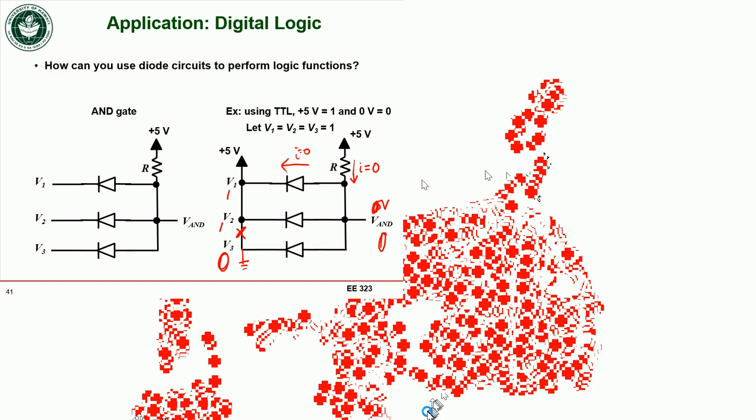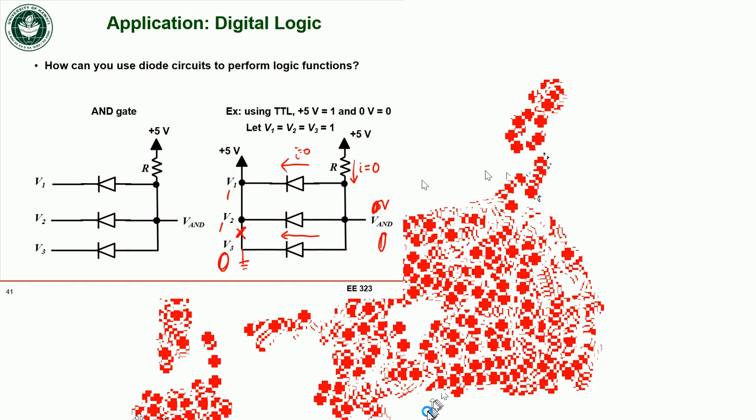Now, does that make sense? Well, V3 is going to be at the lowest potential in the circuit, ground. So I expect that I'm going to have some current flowing through that diode, because I'm guessing that the potential at this side of the diode will allow the current to flow that way.